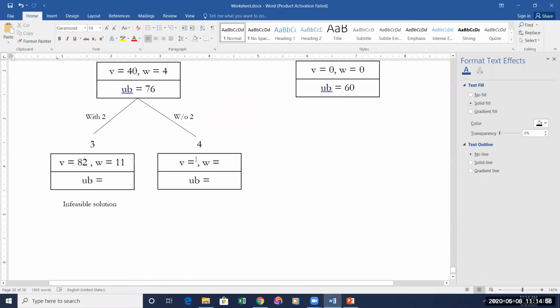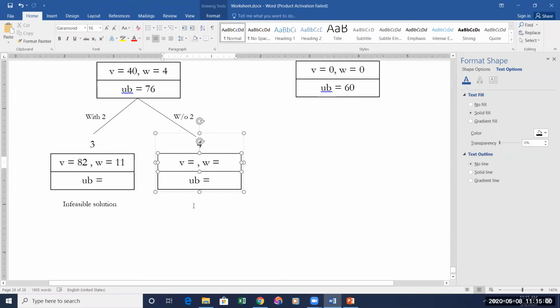Coming to the right hand side, the right child, without 2, we are not considering item number 2. If you are not considering item number 2, the value remains 40 itself as that of previous. The weight also remains 4 as that of the previous one. Now we have to calculate the new upper bound. So it is for node number 4.